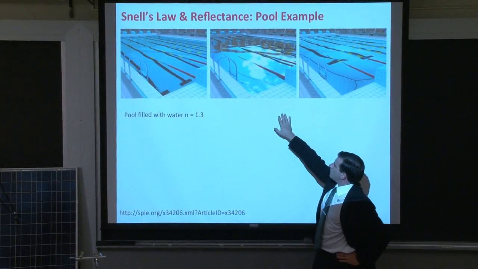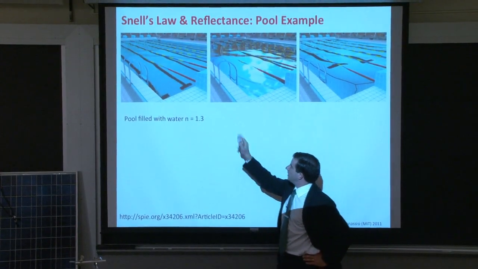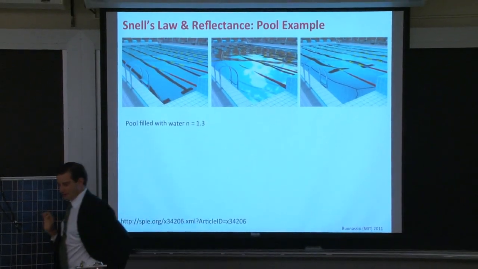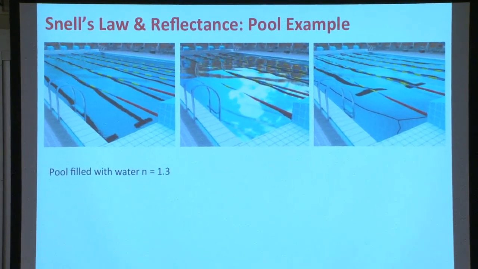What change of property would give you these two images over here? Let me give you a hint. In one of those two images, the refractive index of the medium inside of the pool is not 1.3, it's 0.9.